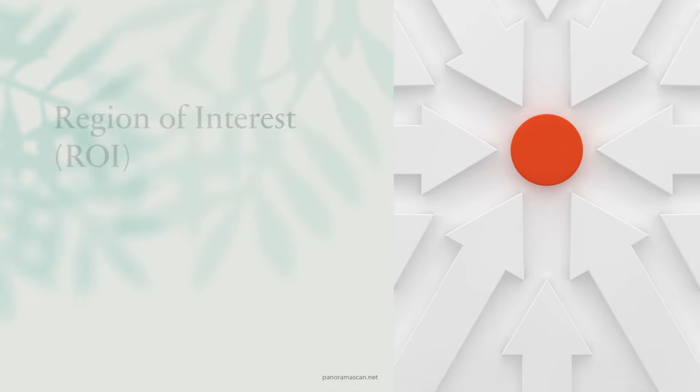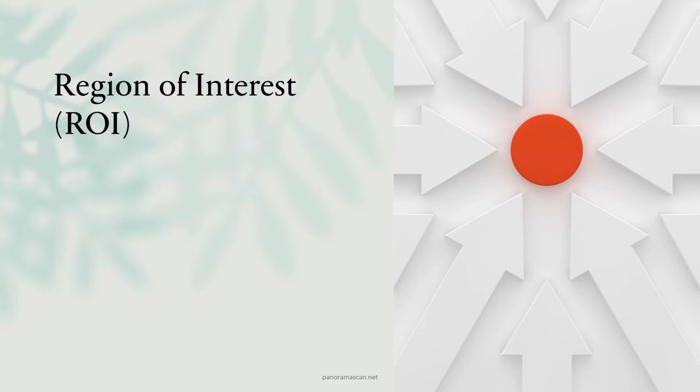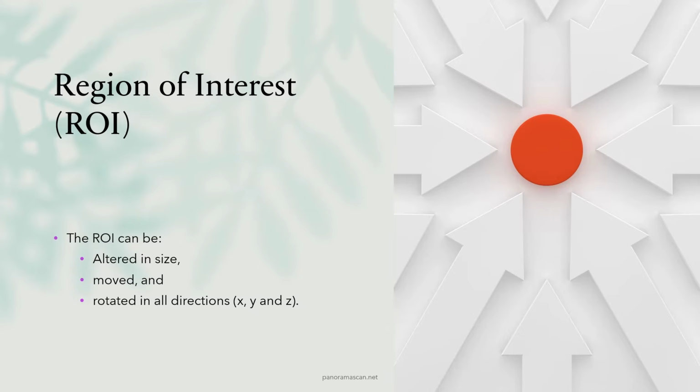The region of interest is a critical feature in 3D and 4D imaging, allowing the operator to customize the scan to focus on specific areas of interest. The first adjustment available is size. The ROI can be resized to either zoom in on a smaller area for higher detail or expand it to cover a larger portion of the anatomy.